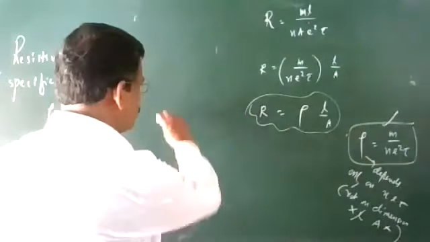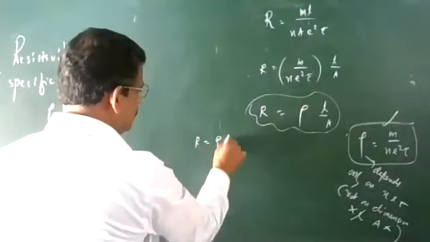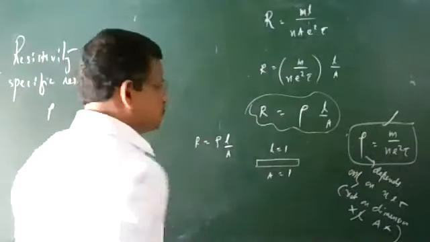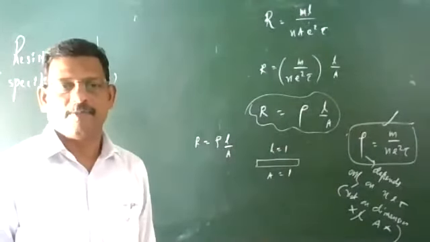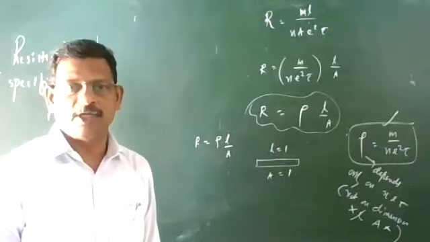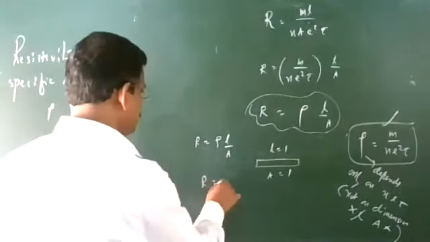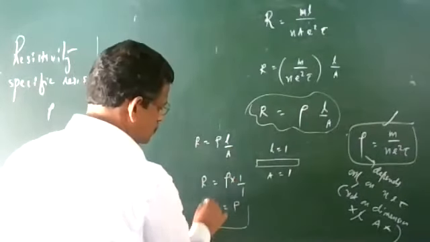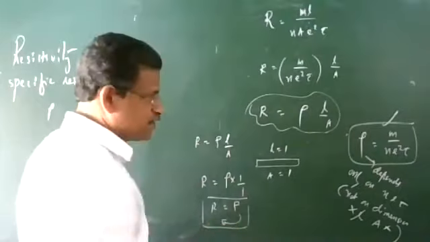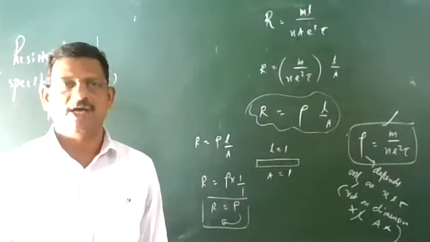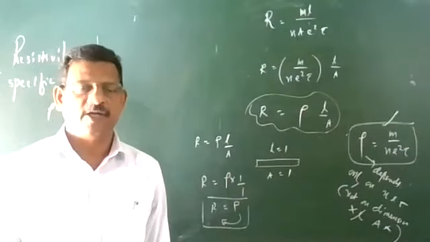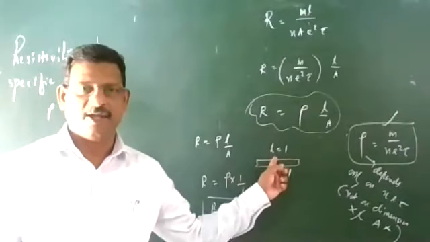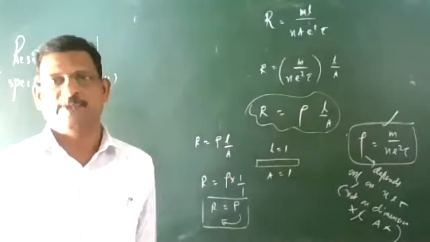Okay. So here R equals rho L by A. Suppose you take a conductor of unit length and unit cross-sectional area. Then R equals rho. That is what is called specific resistance. With length one and cross-sectional area one, it becomes more specific.